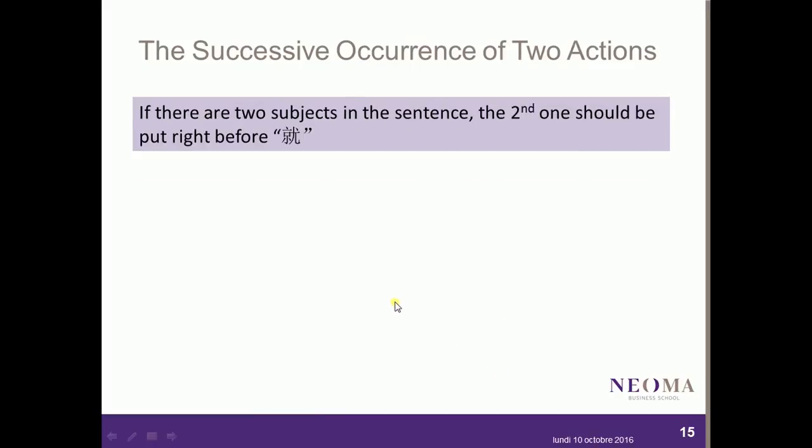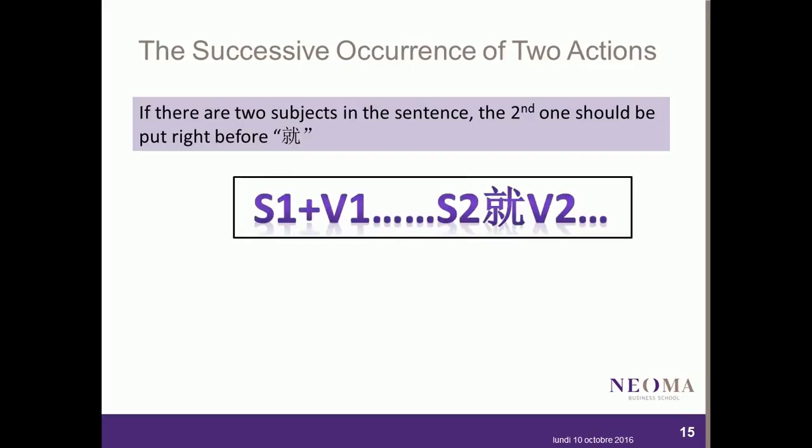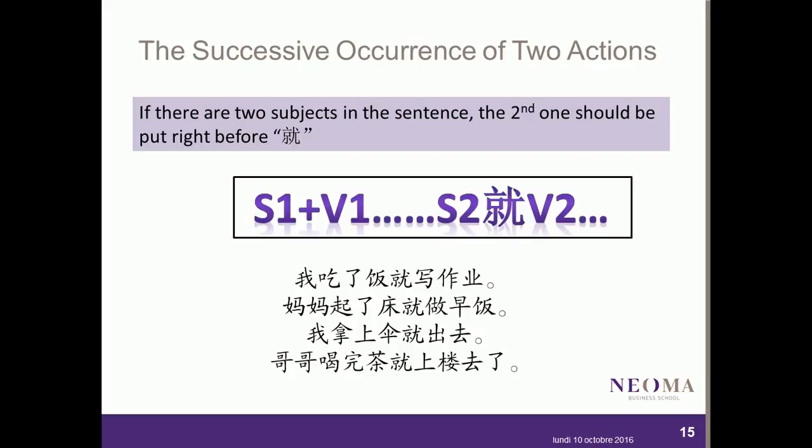So, that's 上楼去了。And if there are two subjects in the sentence, we're talking about two people. So the second subject should be put right before 就. Right before 就. Because 就 means as soon as, right? So the structure turns to subject one plus action, then subject two, 就, do the second action. Once the first person does this, the second person will, right after him or her, do another activity or action. So let's see some examples.